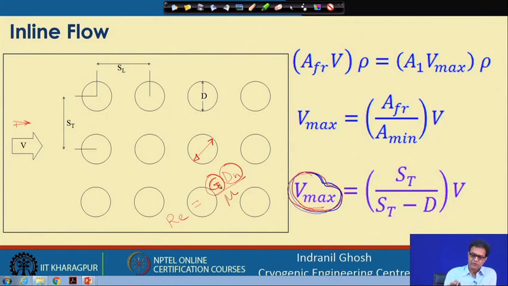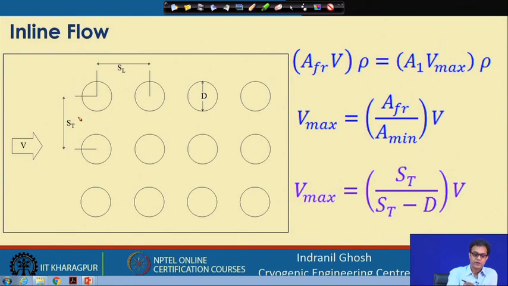How will we find the maximum velocity? As you can understand, the maximum velocity in this particular configuration is supposed to occur at this location, where we have the minimum gap. The velocity of the fluid is coming from this direction, and here we have the minimum free flow area. So, that will constitute the maximum velocity at that point. And how do we find out the maximum velocity? We know that the total mass flow remains constant.